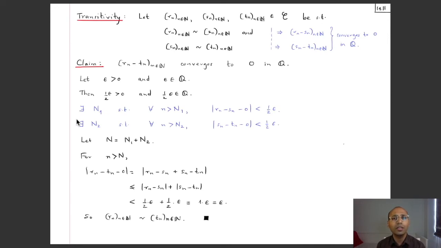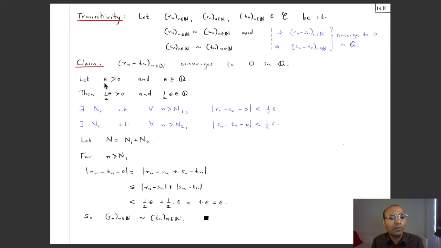So now let us show that the relation is also transitive. So suppose that you have three Cauchy sequences in Q, Rn, Sn and Tn, such that Rn is related to Sn and Sn is related to Tn, and then we want to show that Rn is related to Tn. Now since Rn is related to Sn, we already know that this sequence Rn minus Sn converges in Q to 0. And similarly, since Sn is related to Tn, we also know that this sequence Sn minus Tn converges in Q to 0. Now we want to show that Rn is related to Tn, in other words the sequence whose nth term is Rn minus Tn converges in Q to 0.